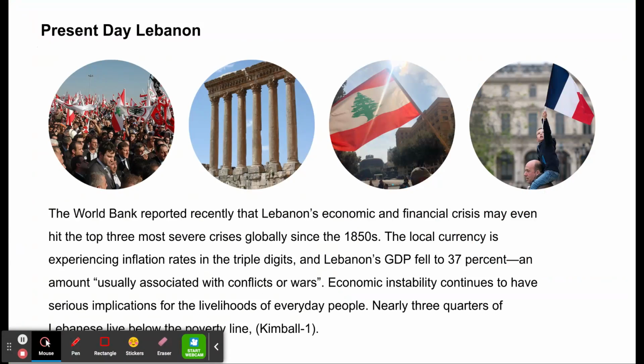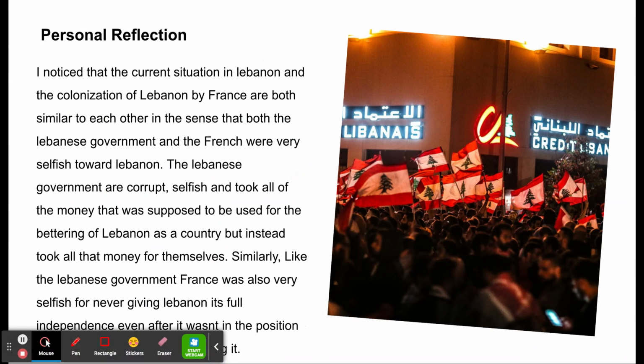Present day Lebanon. Now I'll be speaking more about the economic crisis that's been going on in Lebanon recently. The World Bank reported recently that Lebanon's economic and financial crisis may even hit the top three most severe crises globally since the 1850s. The local currency is experiencing inflation rates in the triple digits, and Lebanon's GDP fell to 37%, an amount usually associated with conflicts of war. Economic instability continues to have serious implications on the livelihoods of everyday people. Nearly three quarters of Lebanese live below the poverty line, and it's affecting everyone dearly.